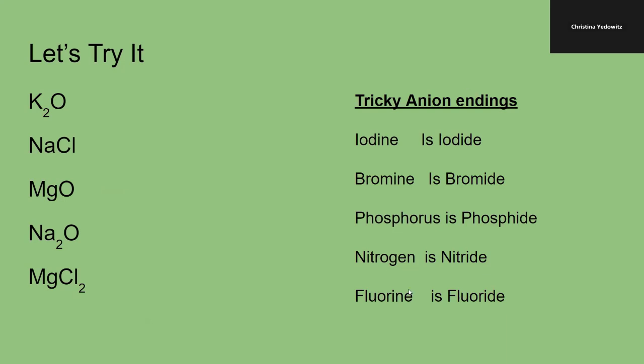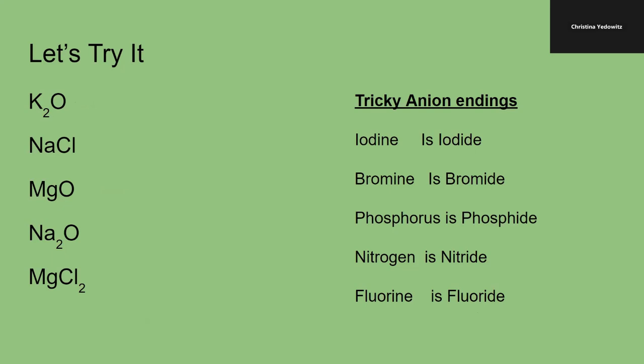On this particular slide, you're going to see a list of ones that I know kids have trouble with all the time, just to help you know where the ending of the element comes off and where the "ide" goes. So this is going to be potassium. Just say the name, no Greek prefixes. This is ionic, you're not allowed. Okay, potassium.